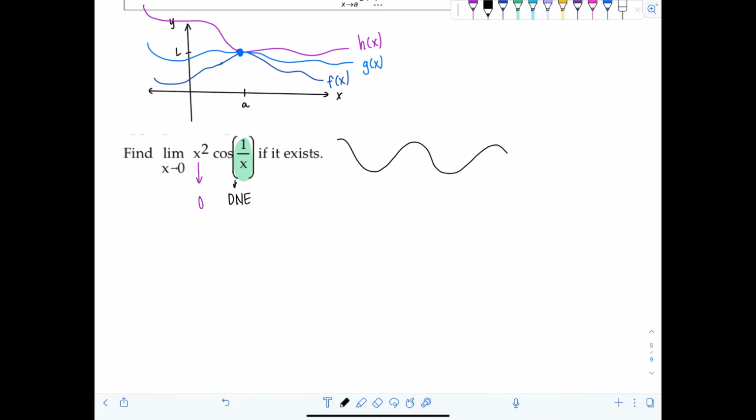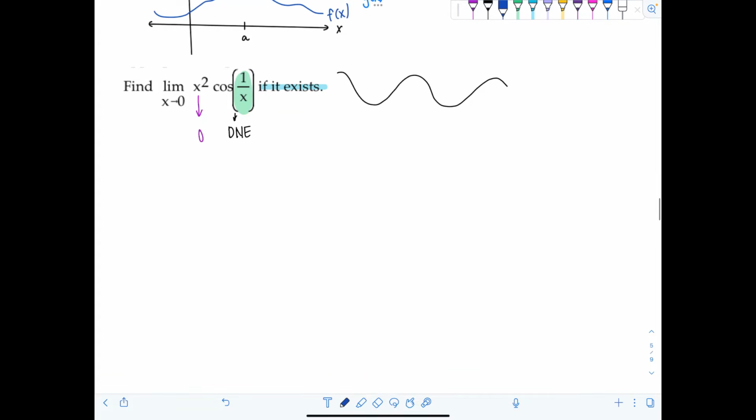So that makes us very uncomfortable. And then they're telling us to find the limit if it exists. So now you're entertaining the possibility that maybe it doesn't exist, but no. What we're going to do is start off by bounding cosine, and then the squeeze theorem is going to come into play. So here we go. We know that cosine of theta is always between 1 and negative 1, right? So that means cosine of 1 over x is also always going to be between 1 and negative 1.